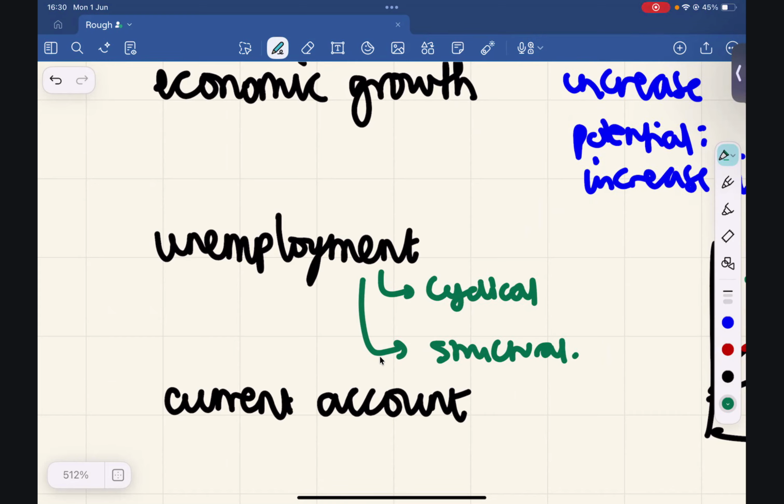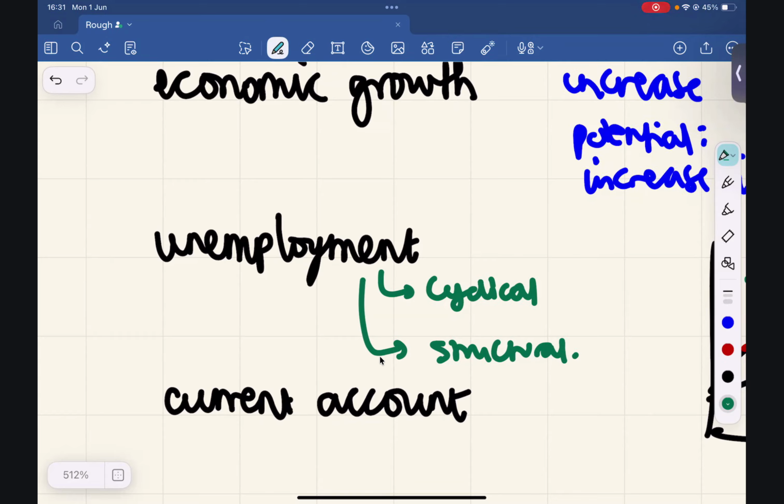But for big questions, cyclical unemployment is when there's a lack of aggregate demand across the entire economy. So this happens during a recession, this happened during COVID, and so on and so on. Structural unemployment is specifically to do with one or two industries. When demand for that one industry is gone, those workers in that one industry have lost their jobs and they don't have the ability to get a new job, right?